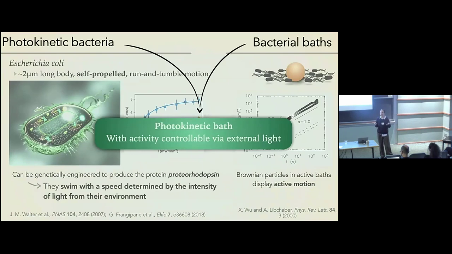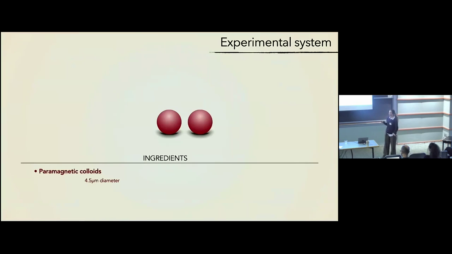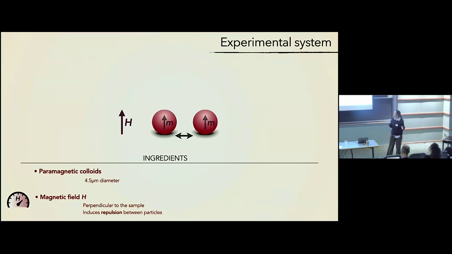This is very interesting because it gives us an extra degree of control over the system besides the magnetic field. To describe the experimental system, we have these paramagnetic colloids of 4.5 microns diameter. Without any magnetic field, they have no net moment. But when you apply a magnetic field, they have an induced moment in the direction of the applied field. In this case, we apply it perpendicular to the sample. Depending on the geometry, it can induce attraction or repulsion. In this case, we want it to induce repulsion.